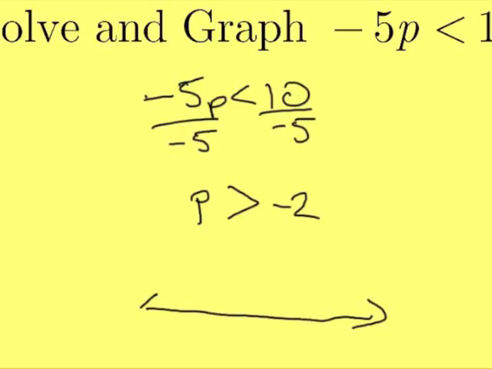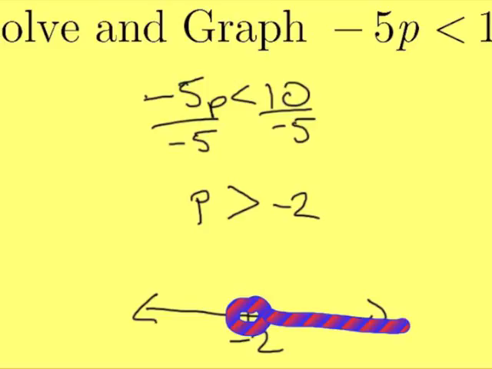This we've already graphed in this video. So we start at negative 2, and we circle it and draw an arrow to everything greater than negative 2.